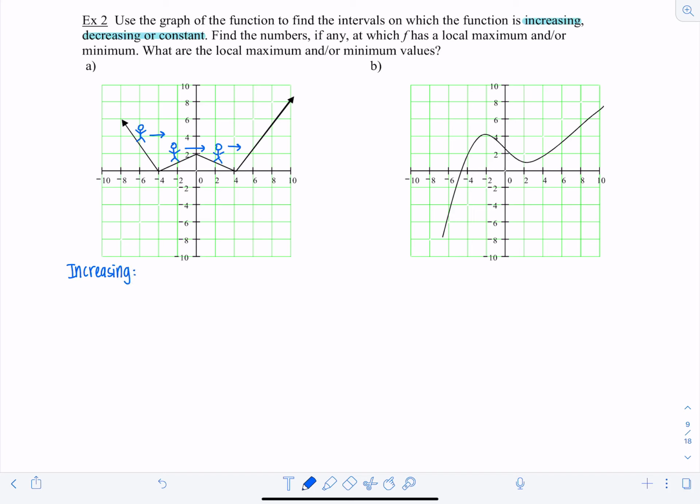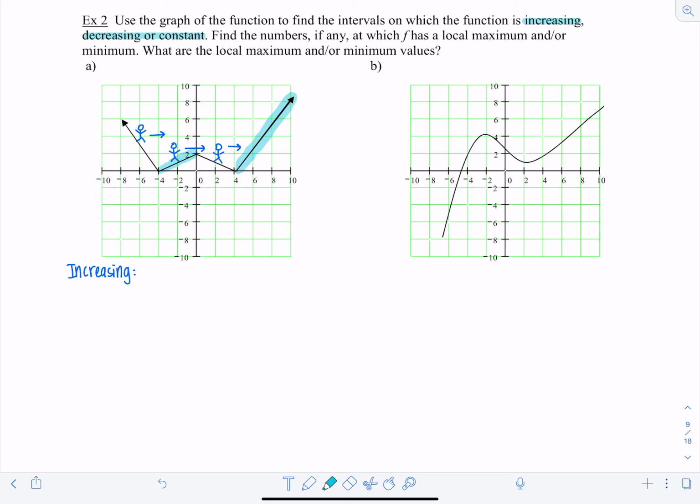And if you'll remember from our definition, intervals of increase, decrease, and constant are always open intervals, so don't include the endpoints. All right, so where is the function increasing? When is the little person walking uphill? Well, it looks like on this portion of the graph, they're walking uphill, as well as this portion.